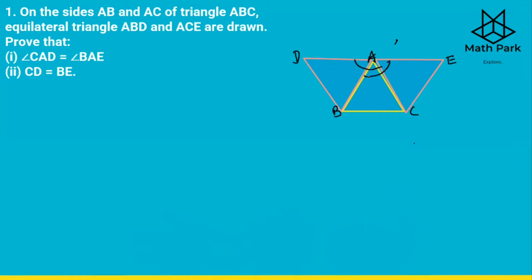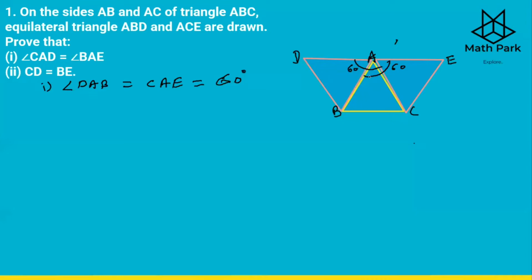So what you can observe over here, first thing is, since these are equilateral triangles, this angle is going to be 60 and this angle is going to be 60, correct? So therefore, first part, let us begin. We have angle DAB is equal to angle CAE because they are angles of equilateral triangles. These are the angles of equilateral triangles. Now, this angle is common.